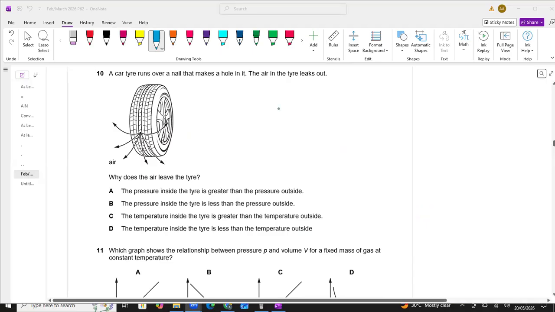Now I'm moving towards the next question, that is question number 10. This paper is Feb March 2026. You can see it is mentioned already in the header, Feb March 2026, paper 6, variant 2. All right, recent paper. Question number 10. In question number 10, they are saying a car tire runs over a nail that makes a hole in it. So you can see this is a hole or puncture in the tire, and the air is leaking out from the tire. Why does the air leave the tire?